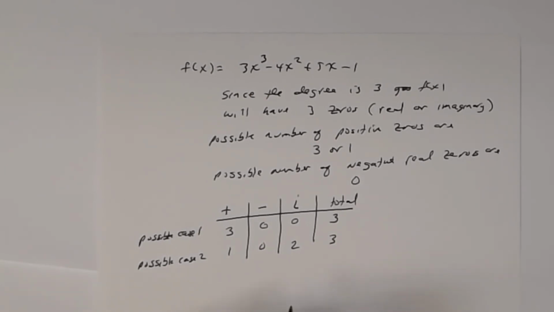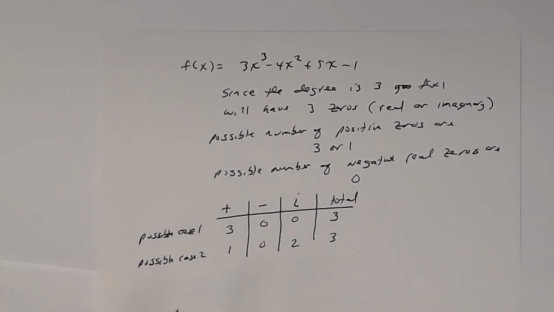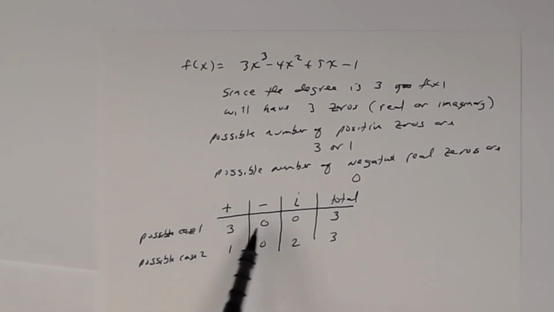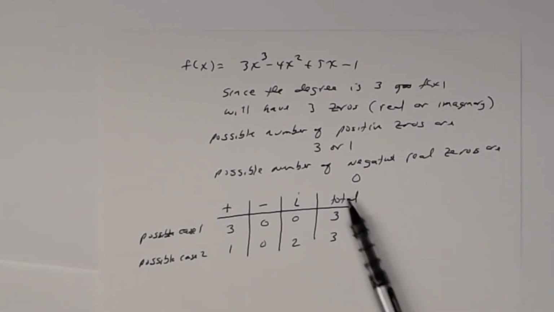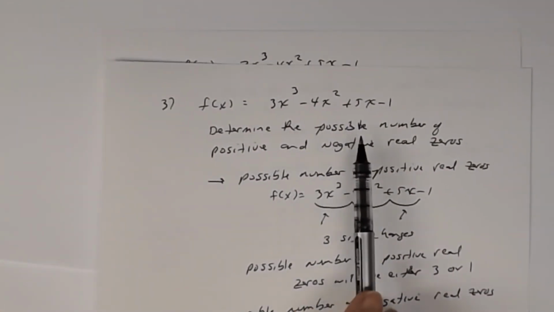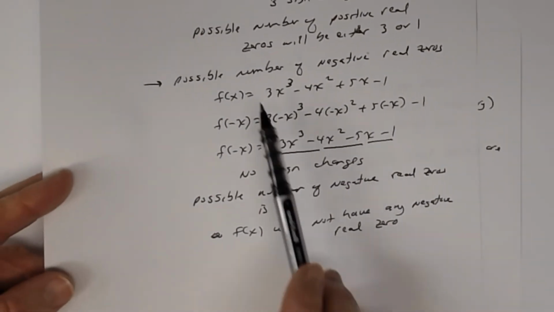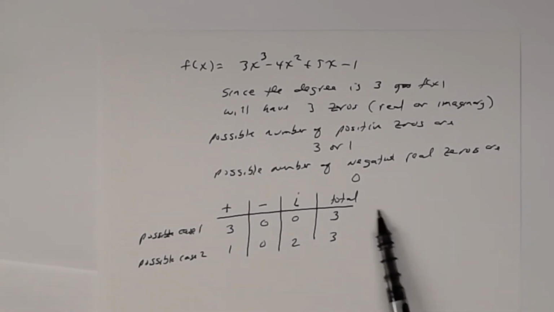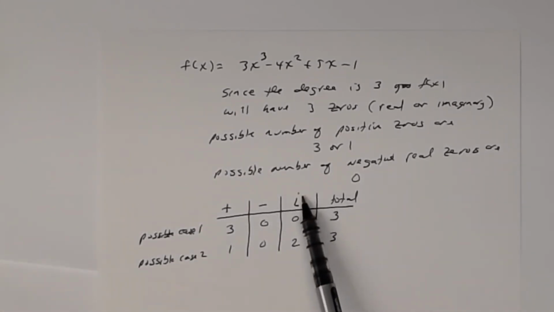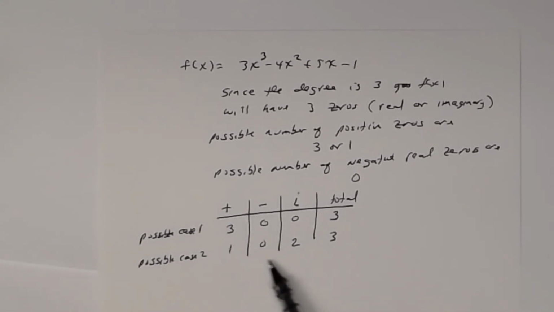Okay? All right. So in the next lesson, we're going to do more examples like this, and we're going to focus on this table. In the 3 examples we did, we were only focused on determining the possible number of positive and negative real zeros. You saw how to do the work and how to write the answer. In the next lesson, we're going to talk about the imaginary zeros as well, so you're going to look at this in terms of a table.